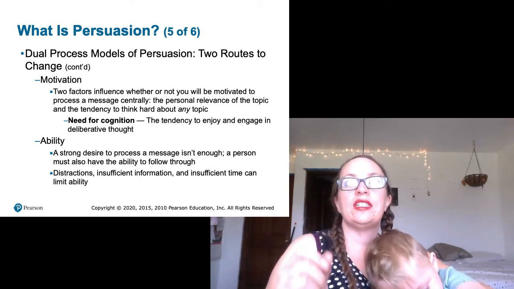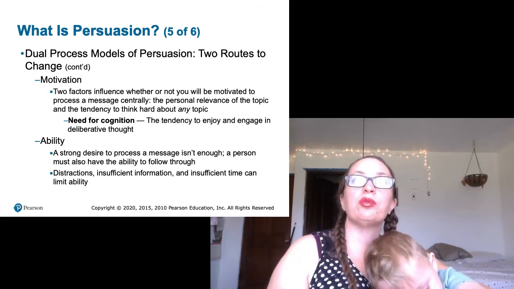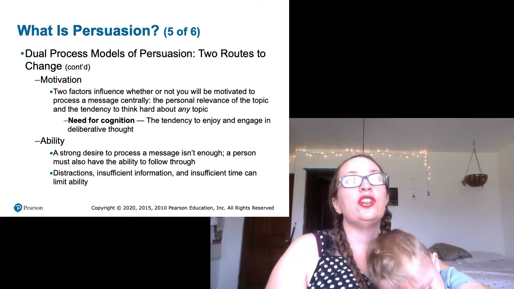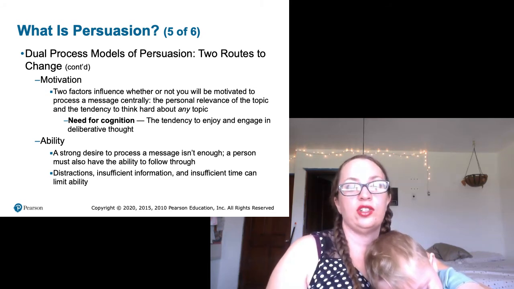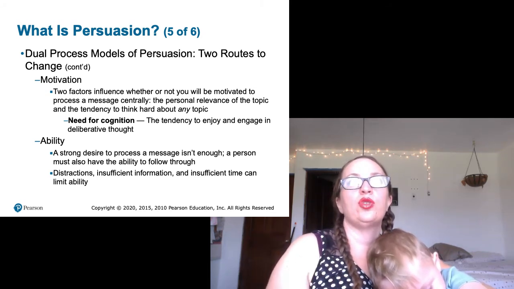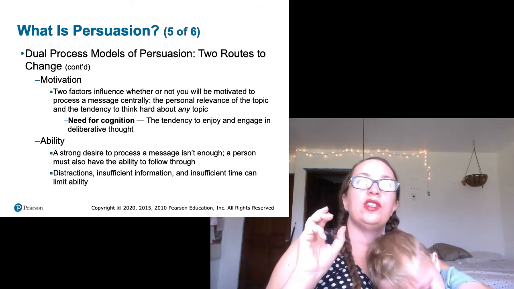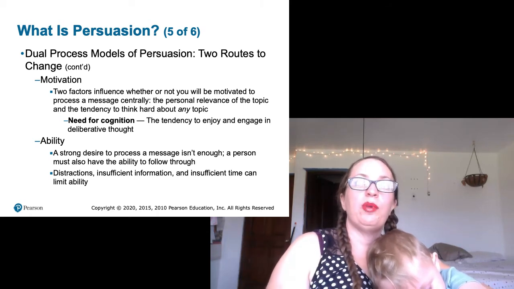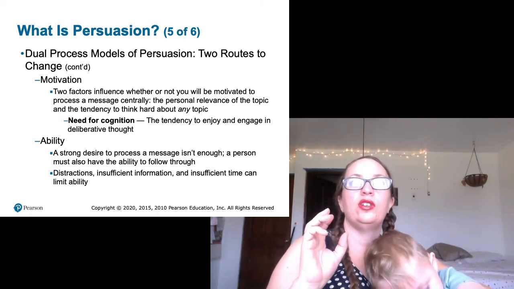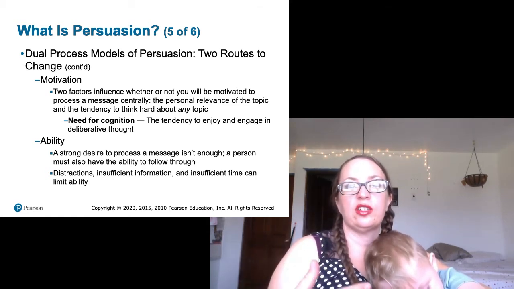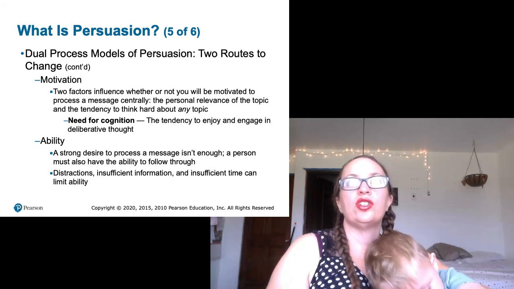So need for cognition is the tendency to enjoy and engage in deliberative thought. Some people like to think, some people like to be challenged, and other people don't. You know, it makes smoke come out of their ears. And that doesn't mean they're stupid, it just means that they don't have as high of a need for cognition. They don't enjoy thinking. So individuals with a high need for cognition are more motivated to engage in the effortful task of thought about the quality of the arguments rather than the persuasive peripheral component like the communicator status or attractiveness.